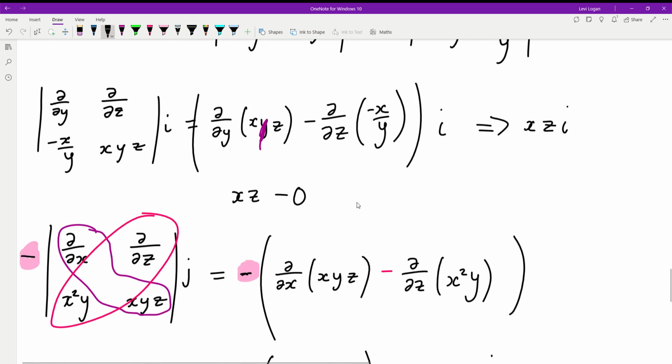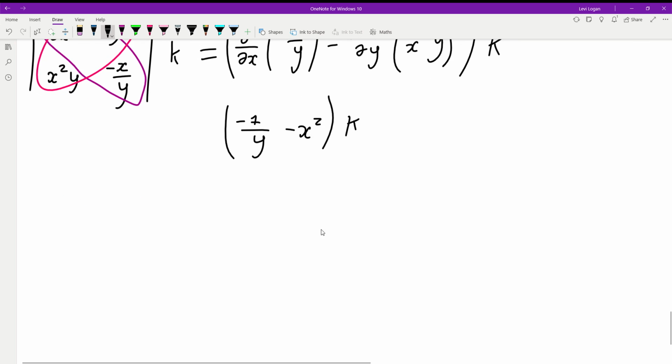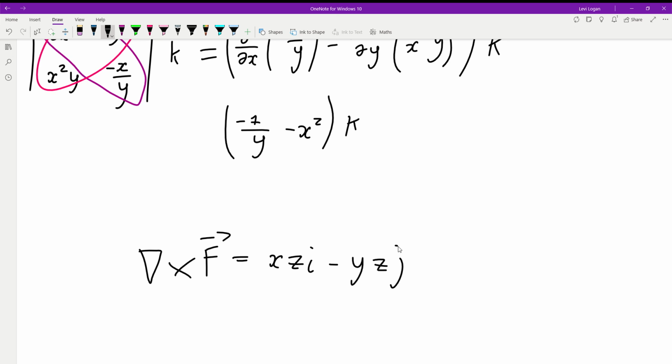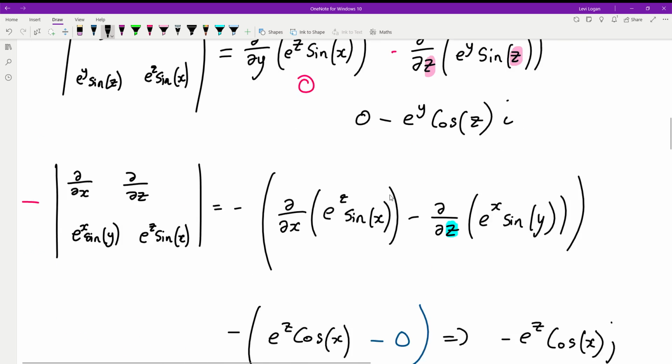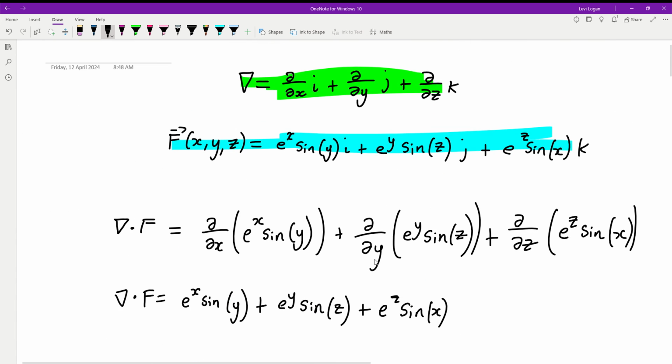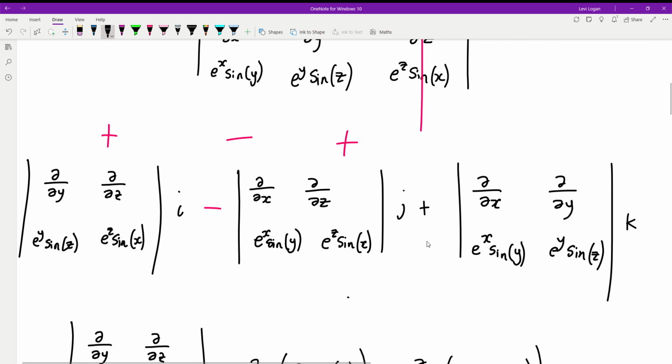So now that we've got all the components, so we've got this component, this component, and this component, the cross product of del crossed with f, so the curl, is going to be xz i minus yz j plus negative 1 on y minus x squared times k. Right. And that's how you find the divergence and curl of this vector field. We did this example in the previous video. I don't know which one will get uploaded first, but you'll see which order it is eventually. It's the same stuff pretty much.